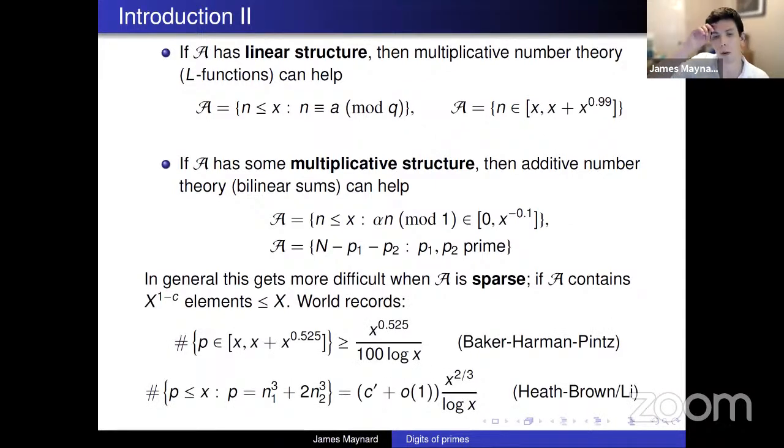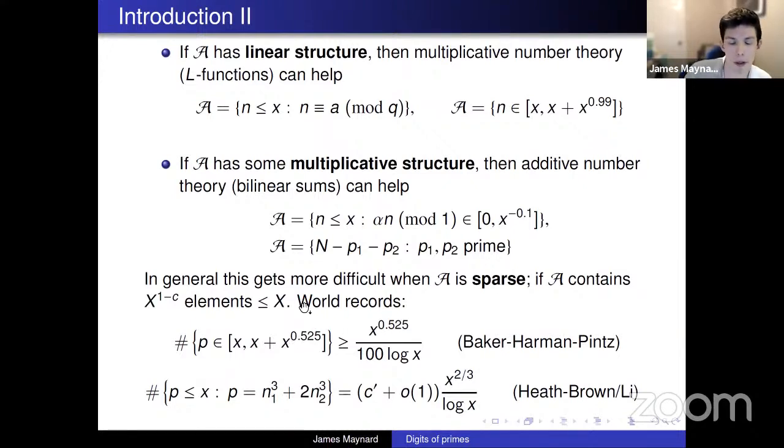So the current world record for sets with very linear structure is counting primes in short intervals. It's a result of Baker, Harman, and Pintz that you can get at least the lower bound of the right order of magnitude for the number of primes in a short interval of length x to the power 0.525.